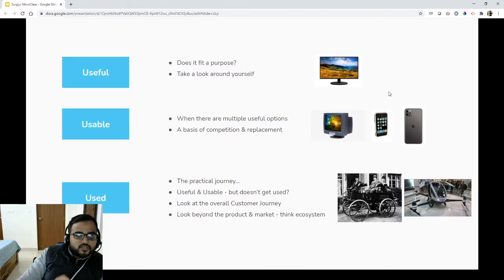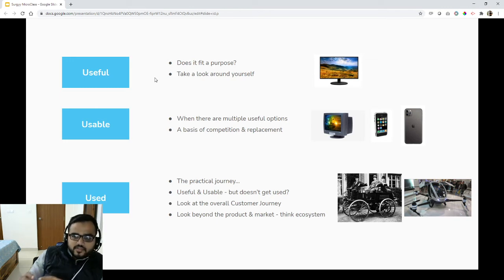So the first U that we're going to talk about is usefulness. So does it fit a purpose? Anything that fits a purpose is basically eligible to make an entrance, right? So if you take a look around yourself, this monitor or the screen that you're looking at, or it can be a notebook, anything that you find near you, it definitely fits a purpose. If it doesn't, it's going to be out, right?